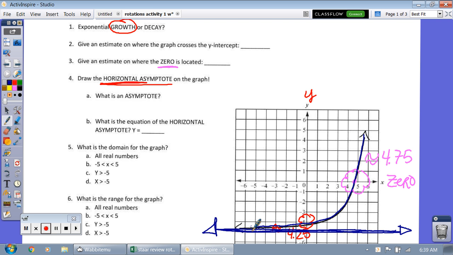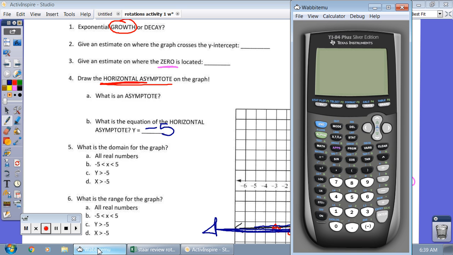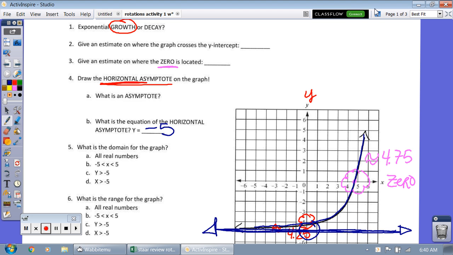What is the equation for that? It's y equals, and it's where it crosses the y-axis. So down here it crosses at -5. And you could actually put that in your calculator if you needed to. So I could go over here and do y equals -5. And you'll see, I'm zoomed out here, so let me go back to a standard zoom. And you'll see that you have a horizontal line here that crosses at -5. So that's an easy way to confirm what the equation for the asymptote is.